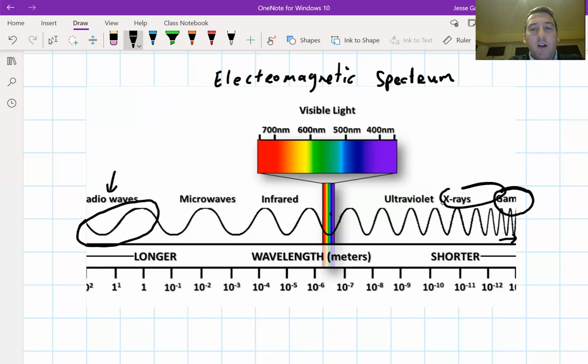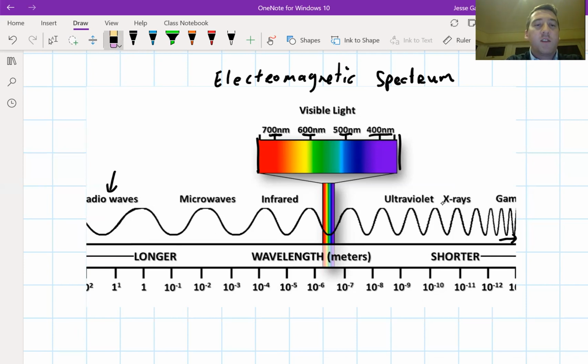This portion in here, only this little section, this length of waves, that's what we call visible light. So we can only see a very small portion of the electromagnetic spectrum. Only the measurements that we see in here, 700 nanometers, 600 nanometers, 500 nanometers, 400 nanometers. That's the range of colors we can see. Anything outside of that, we cannot see. It doesn't mean it's not there. It just means our eyes aren't designed to see those frequencies of waves.